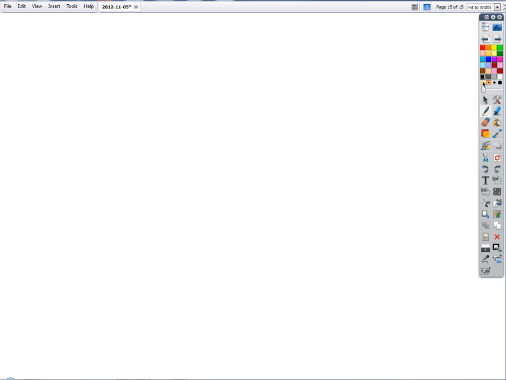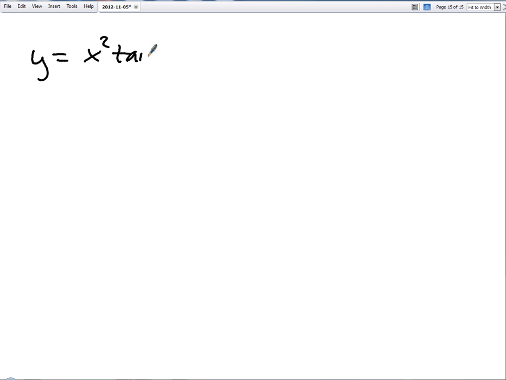Okay, so last problem today. Let's finish out strong. Let's try this one. What if we have y equals that product? Find y prime.